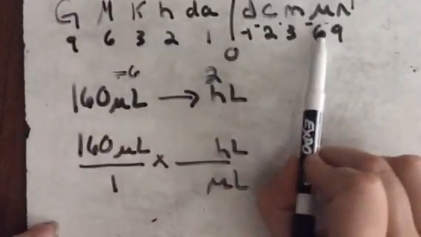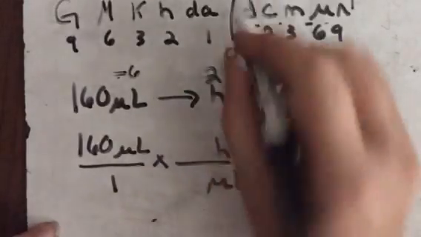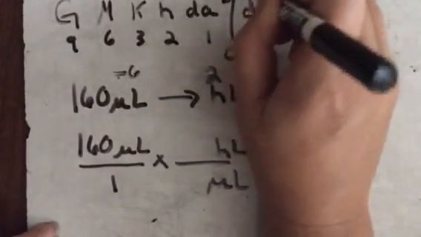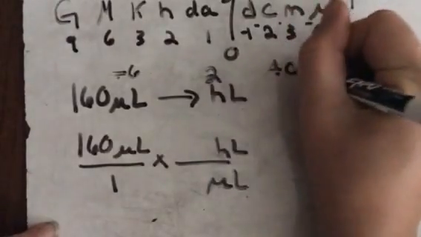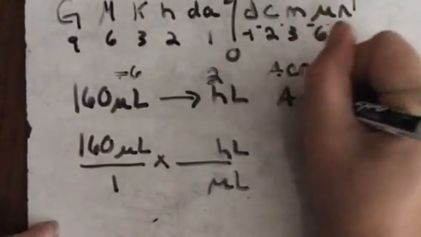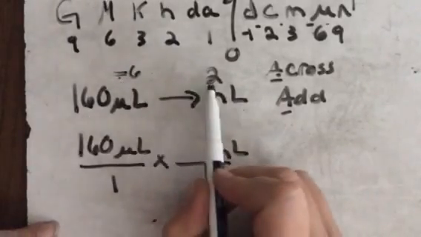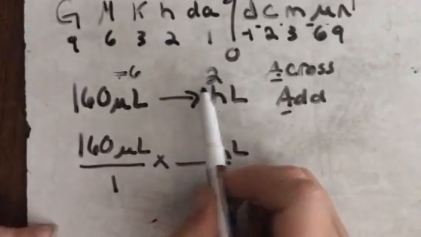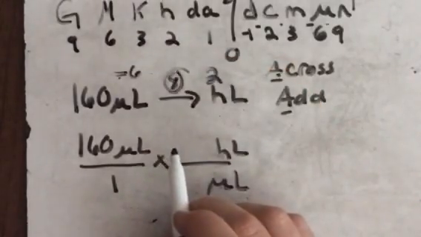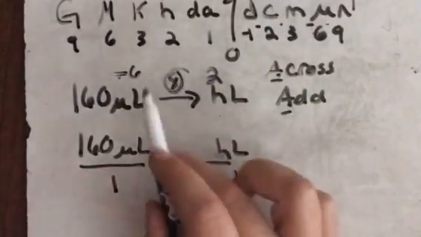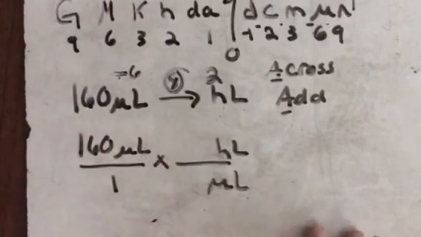Now, as you can see, we went from micro to hecto, so we're going across the base. If you go across, you add. But you're going to ignore the negatives. So -6 plus 2, ignoring the negatives, that really means I'm moving 8. It means I'm moving the decimal 8 spaces. You can move the decimal, but that's just not going to help you throughout the year.